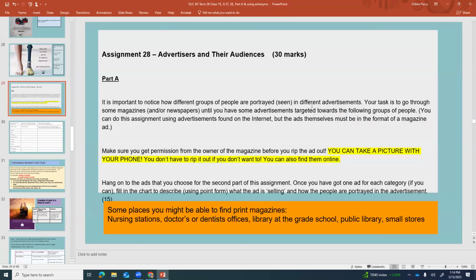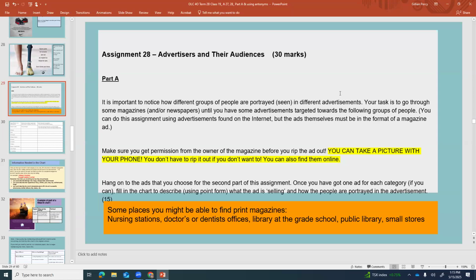Okay, so for this part, we're going to be looking at how people are portrayed. Portrayed is like, how are they pictured on stage? What are they wearing? How are they acting? What emotions are they giving off in the ad?